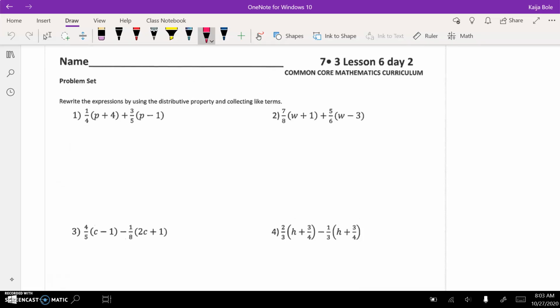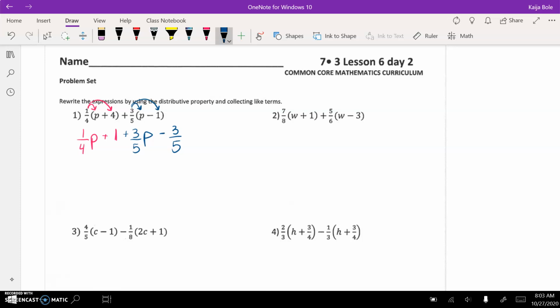So if we look at number 1, first thing you have to do is distribute the 1/4 to the p, the 1/4 to the 4. Some of you might just be able to go through and do it. Some of you might have to write it out, and that's also okay. But this would be 1/4 p plus 1. And now I have to distribute the 3/5 to the p and the -1. So it'd be plus 3/5 p minus 3/5.